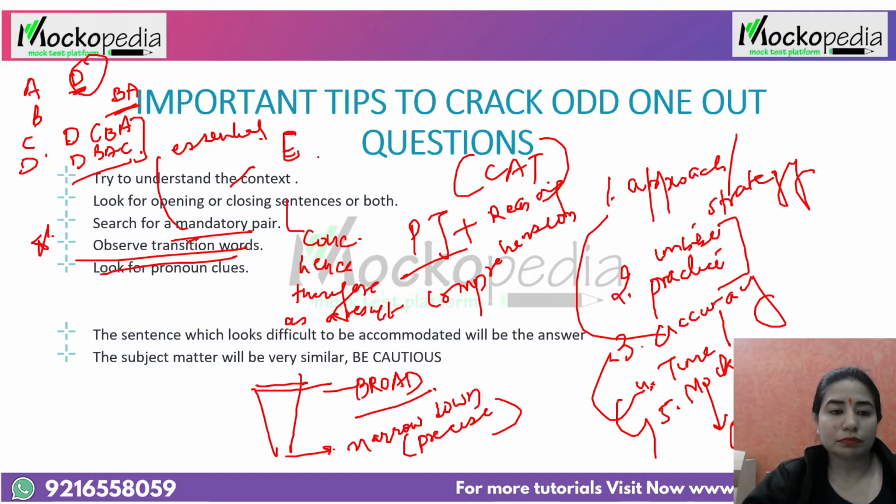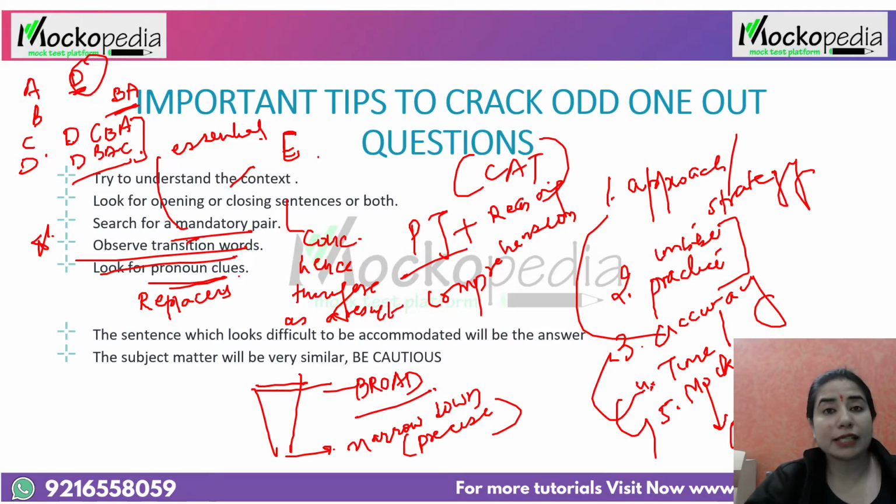Now, look for pronoun clues. What are pronouns? Pronouns are replacers. Replacers are words that you use instead of nouns. So if I'm saying he's an intelligent boy, then this statement cannot begin the discussion because you'll ask, ma'am, what is he referring to? Right? So we would definitely want a proper noun. Shobit lives in USA. He is a hardworking boy, right? So that's where the sentence would make sense to you.